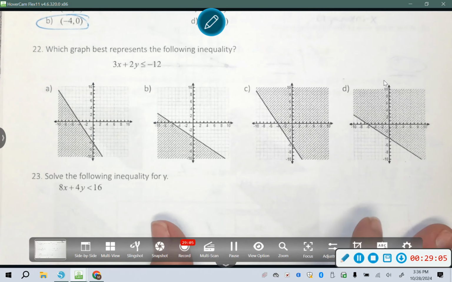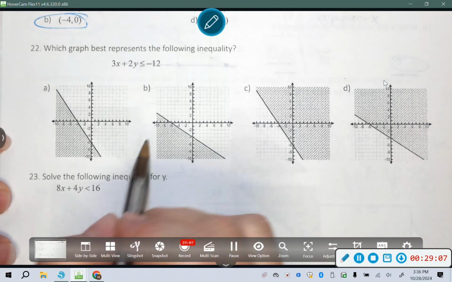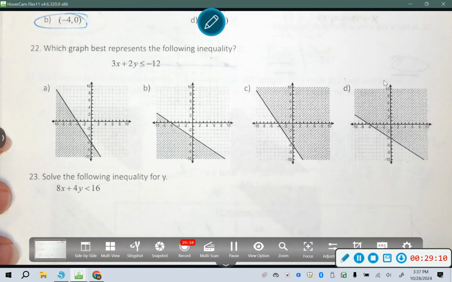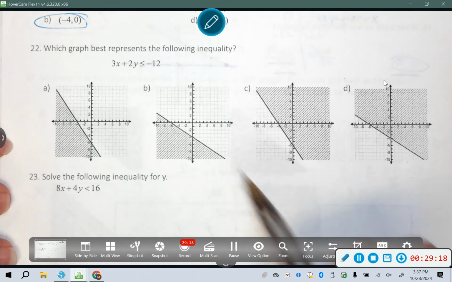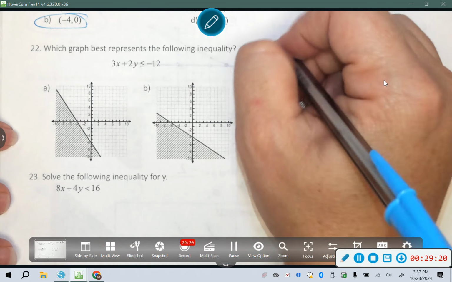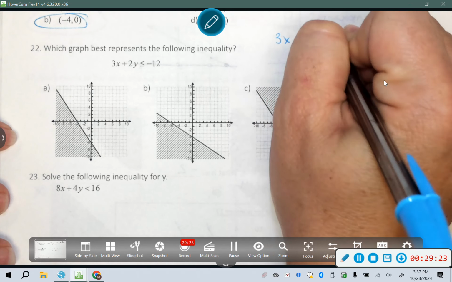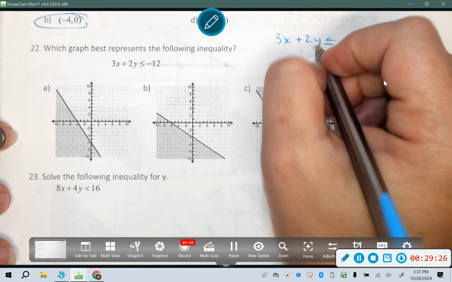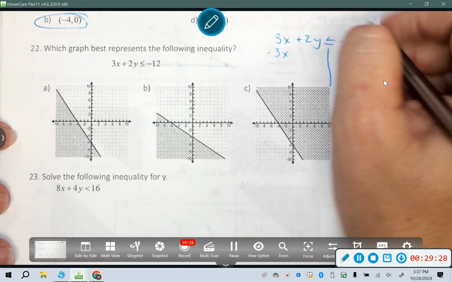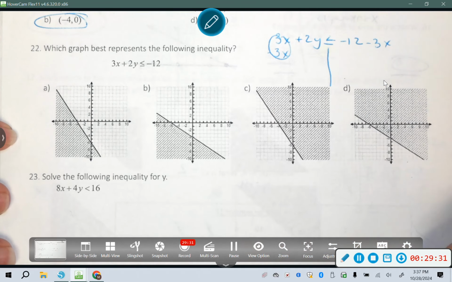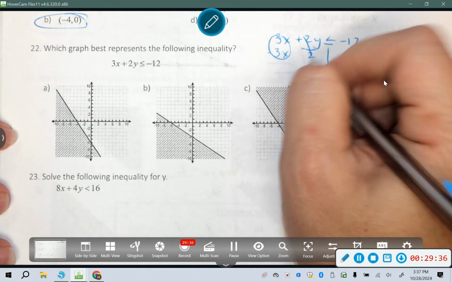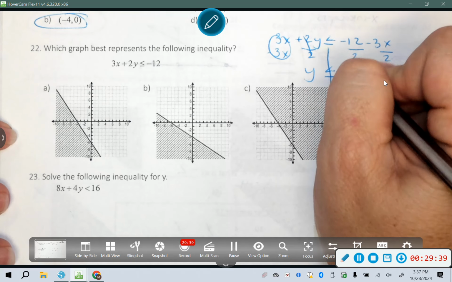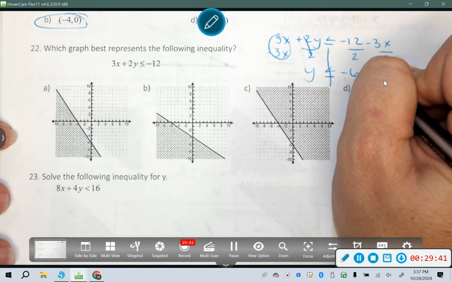Almost done. 22. Which graph represents the following inequality? Well, I know it's going to be a solid line, but that does not simplify this for me. So I'm going to have to solve this one for y because they all have a solid line and 2 of them are below, 2 of them are above. So even if I ask myself what's above, what's below, it doesn't help. So we have 3x plus 2y is less than or equal to negative 12. Remember, we move our x, so minus 3x, and divide by what's in front of y. Divide by 2. So I have y is less than or equal to negative 6 minus 3 over 2x.